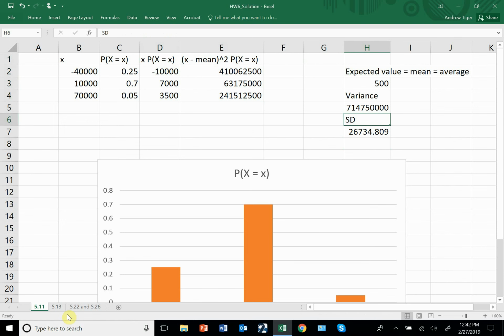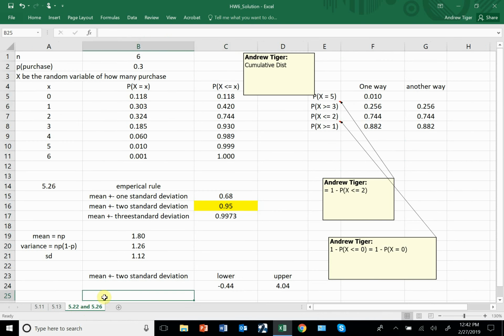It would work, but there's a shortcut when it's binomial, and the shortcut is that the mean is just n times p. And the variance is n times p times 1 minus p. Standard deviation is always the square root of the variance.